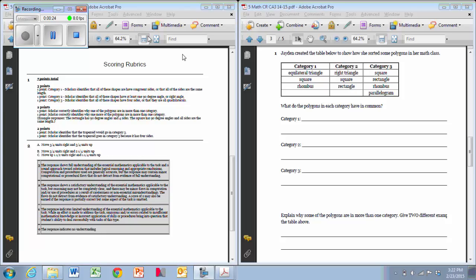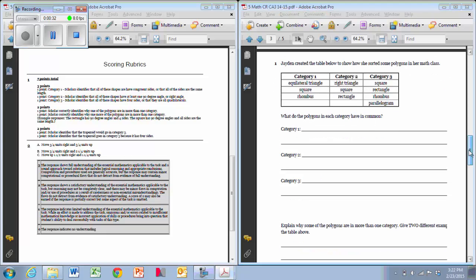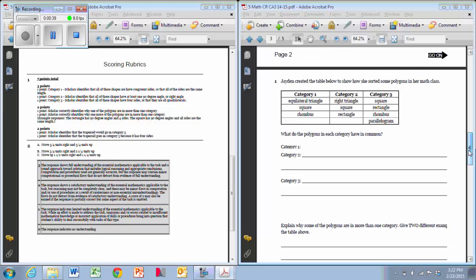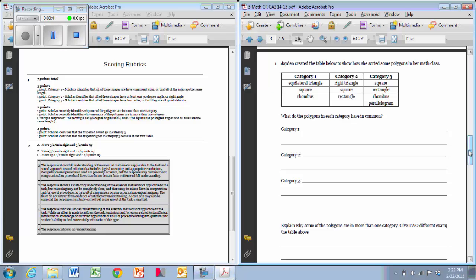So if we get started, on the left-hand side is the rubric, and on the right-hand side you will see the constructed response that your scholars filled out. If you look at the exemplar side by side with this, you'll see some example responses that will really show what gets full credit. Question number 1 asks scholars to sort and differentiate different types of shapes by different characteristics that those shapes have.